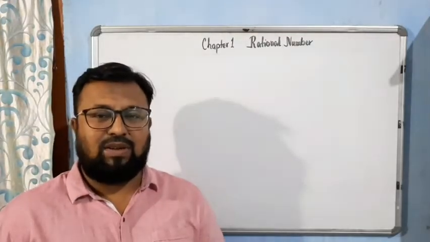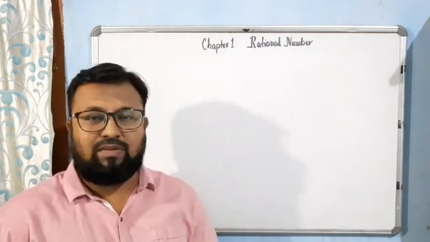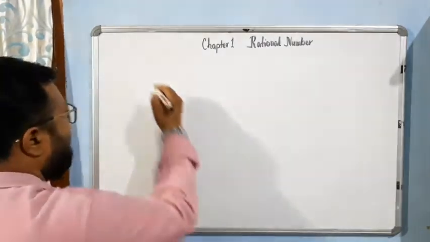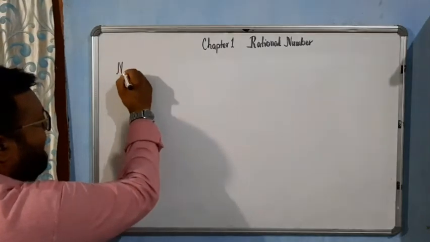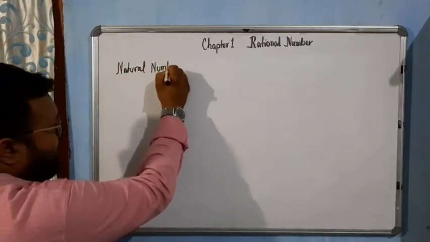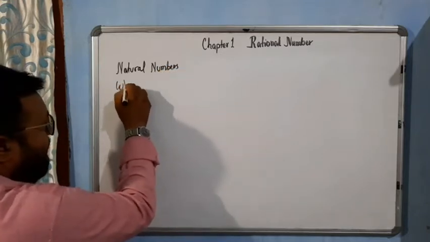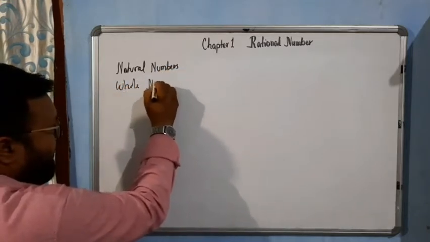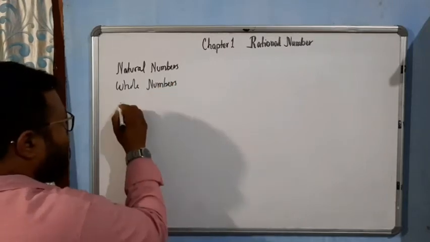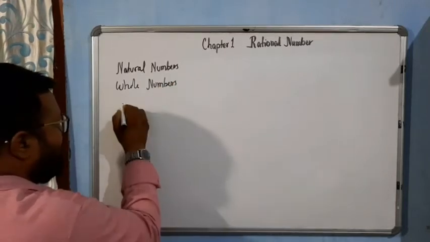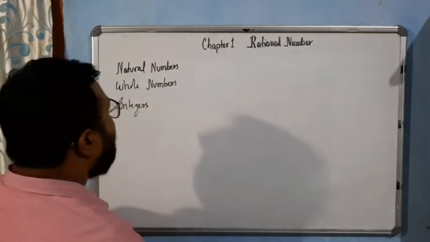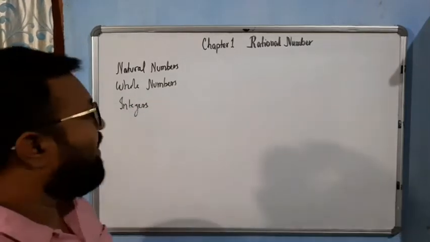What is rational number? So before starting with the rational number, we will have a quick recap over this. Natural number. What is whole numbers? Okay. And lastly, before going to rational number, we will talk about integers. Okay. So what is a natural number?